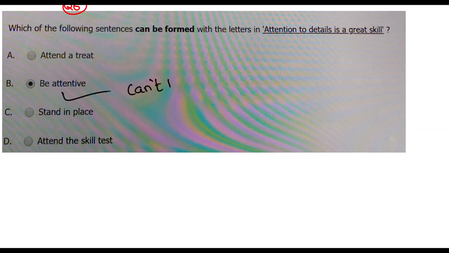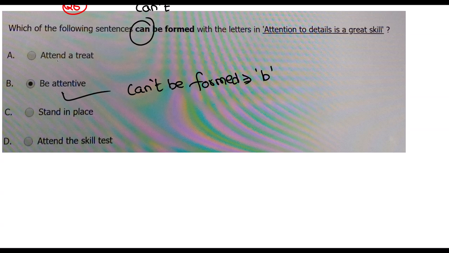Can't be formed. Now see, again there is a mistake in the question. This is a screenshot, right? You can understand I have not typed anything. It can't be formed because the B letter is not there, but the rest of the things are formed. Here the question should be "cannot be formed."